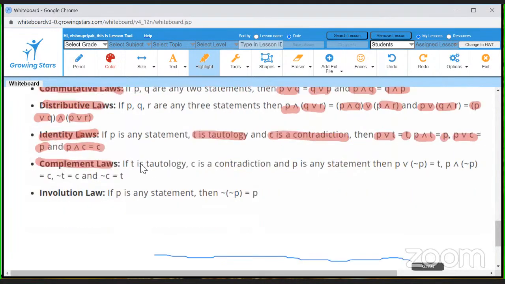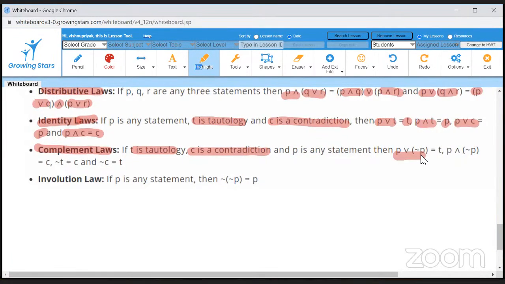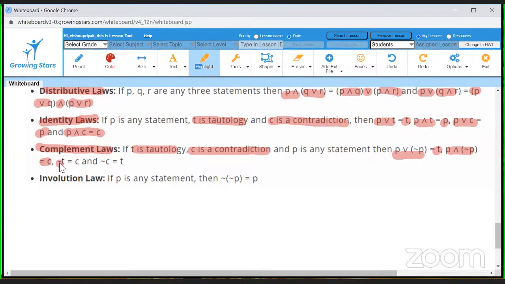Complement law. T is tautology and C is fallacy, contradiction. P or not P will be tautology T. P and not P would be contradiction. Not tautology is contradiction. Not contradiction is tautology. You have to remember that.